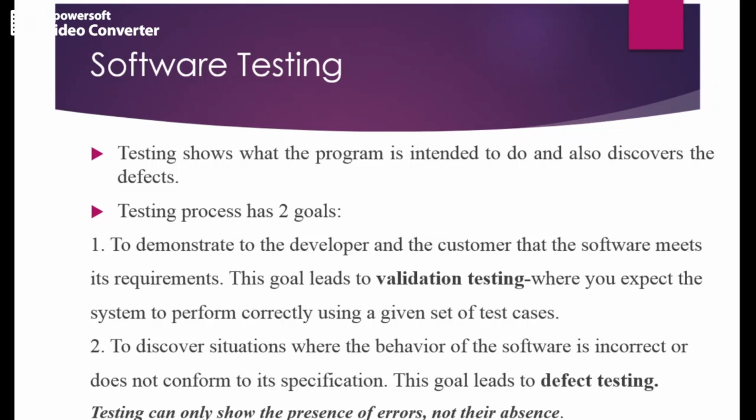And the second one is where you're going to highlight the behavior of the software when it is incorrect or it does not meet the specifications of your customers. So we are going to discover the situations where the behavior of the software is incorrect, when your software behaves incorrectly. So we are going to discover such cases, and also when the given requirement is not met. So this goal leads to defect testing.